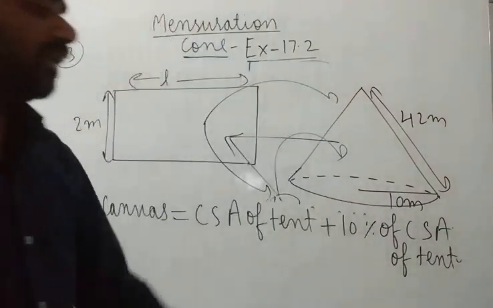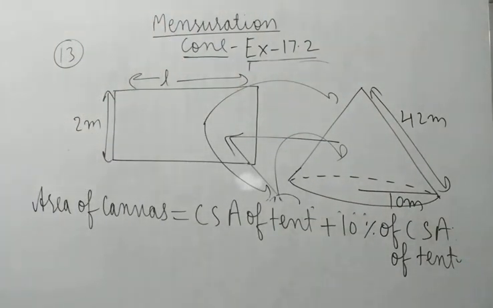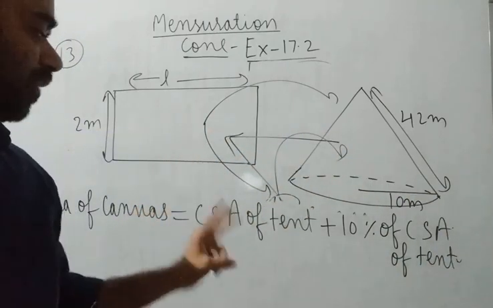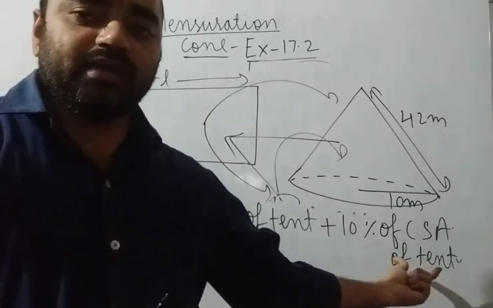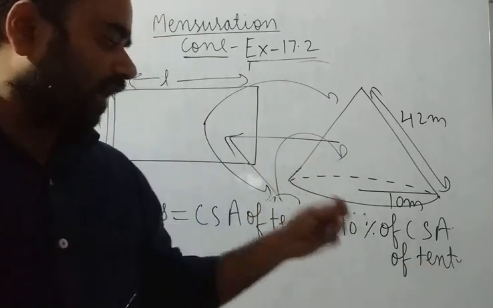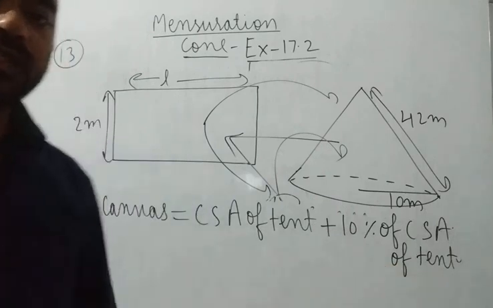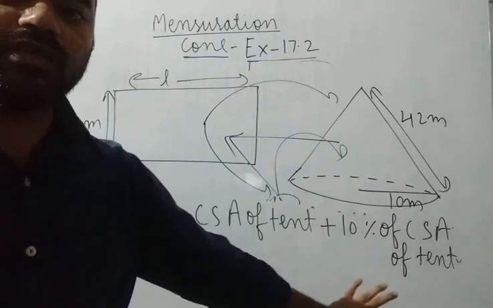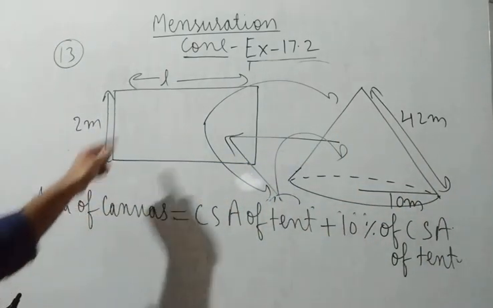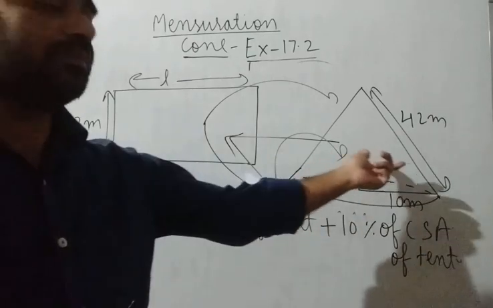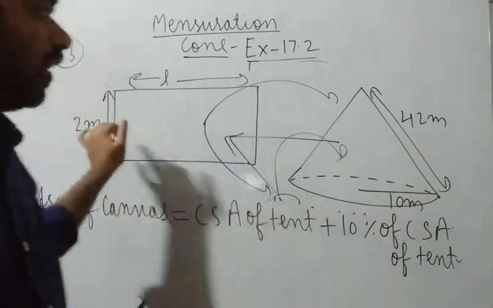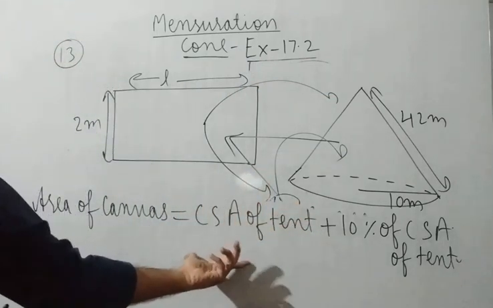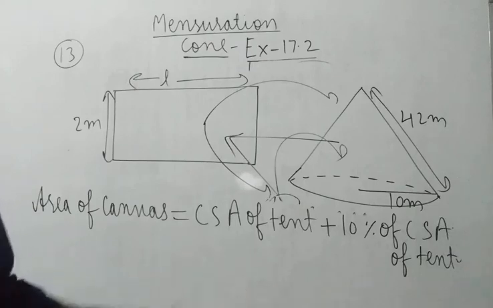So why have I written this? It means for making the tent, canvas is used in two parts. One is curved surface, another one is folds and stitching. And what is the area used for folds and stitching? 10%. It means 10% of curved surface area of the tent. So area of canvas means length into breadth. Curved surface area is pi r l, r and l both are given. All the units are in meter, that is the same unit. So this statement we are going to use. Understood?